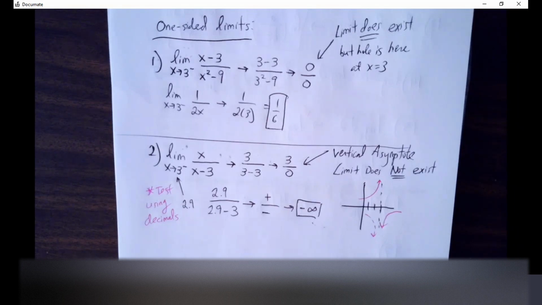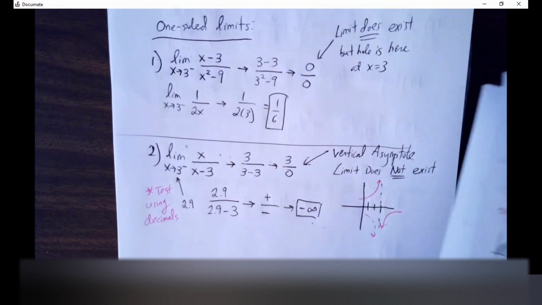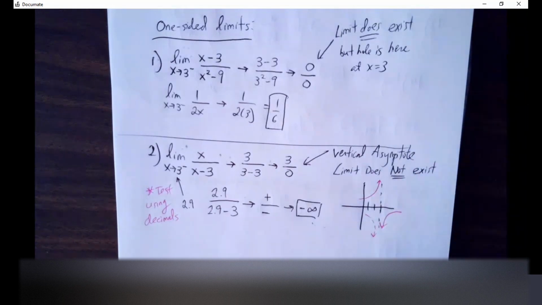Mr. Yang, could you go over synthetic division equation? Yeah, that's a good one. I had one on the miscellaneous worksheet here.